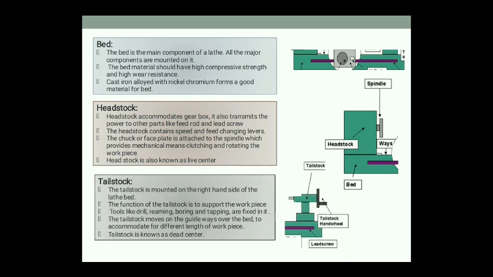The next part is very important, the tailstock. This will come on the other extreme end of the lathe machine. This helps in supporting the long workpieces. It also helps in holding tools like drilling, reamer, boring tool, different tools we can accommodate here, and we can move it further with the help of the hand wheel which has been attached here.